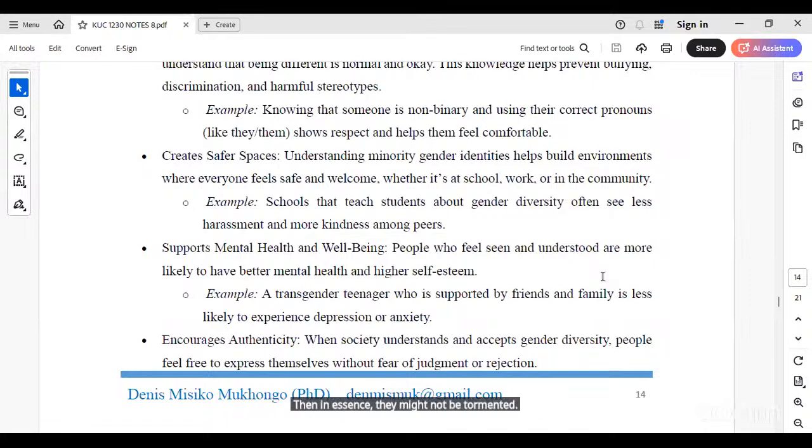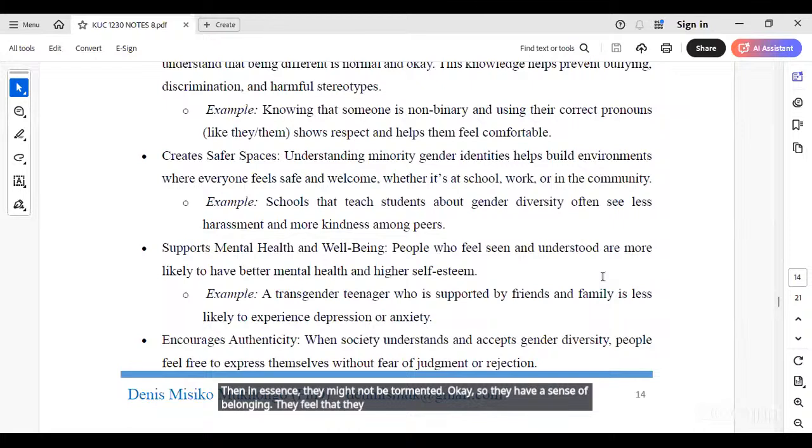Okay, so they feel a sense of belonging. They feel that they are supported, they are known.